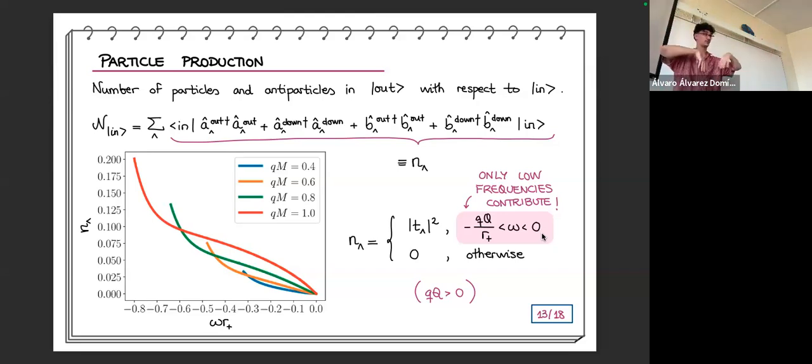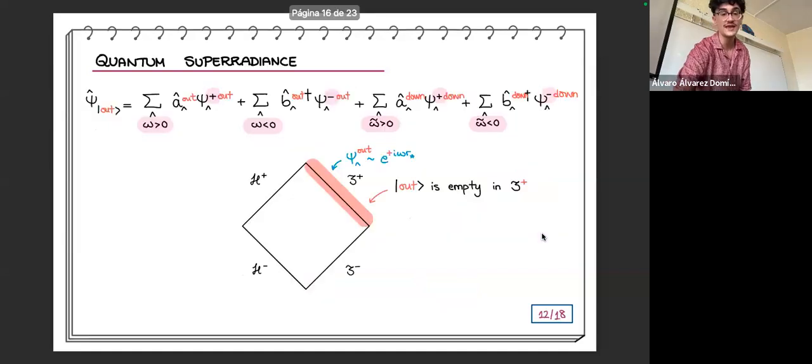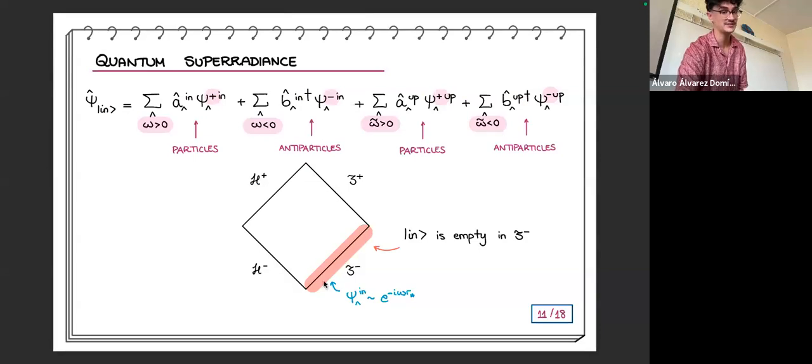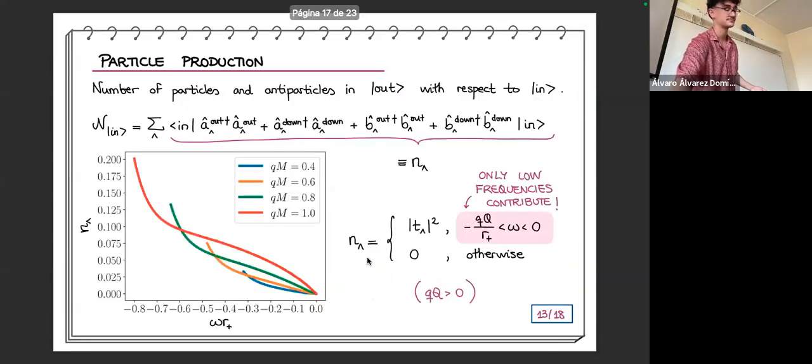So in summary, what matters is that although the in quantum state is empty in scri minus, it's full of particles in scri plus because of low frequency modes becoming excited by the scattering potential of the black hole. That's the idea. The others are details. And the contribution comes from exactly the same interval of modes as in the scalar case, okay?